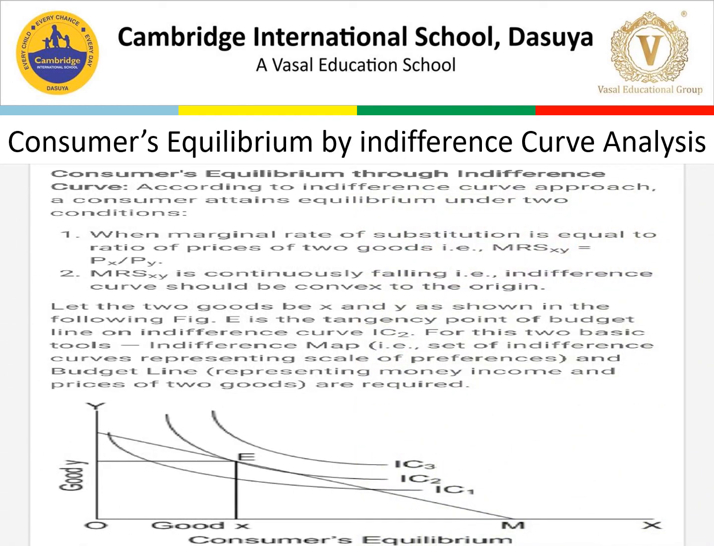In the last topic of your chapter, the topic is consumer's equilibrium by indifference curve analysis. We have already discussed this. Let me go over the previous thing we discussed. That was consumer equilibrium. So what is consumer equilibrium? Consumer equilibrium refers to a situation in which the consumer derives maximum satisfaction with no intention to change it, subject to given prices and his given income.